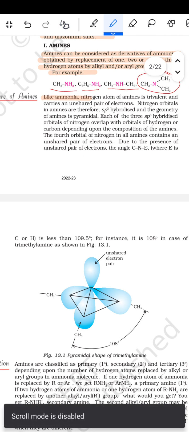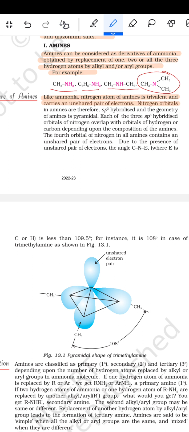Like ammonia, the nitrogen atom of the amines is trivalent and carries an unshared pair of electrons. Nitrogen orbitals in the amines are therefore sp3 hybridized, and the geometry of the amine is pyramidal. Each of the three sp3 hybridized orbitals of nitrogen overlaps with the orbitals of hydrogen or carbon depending upon the composition of the amines. The fourth orbital of nitrogen in all the amines contains an unshared pair of electrons.